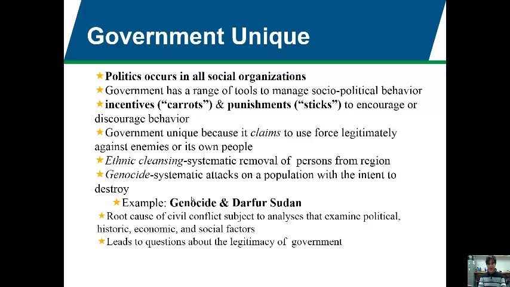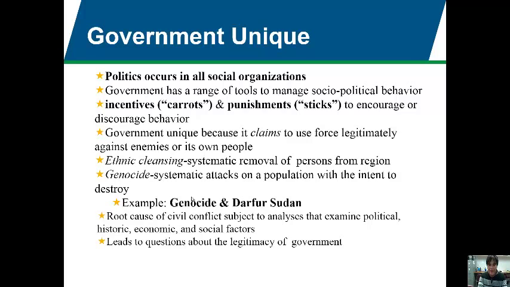The example here is Darfur, Sudan. If you guys have not been following the situation in Darfur, it was a bad genocide for a number of years in which the Sudanese government claimed legitimately that we need to wipe Sudan of this other ethnic group.